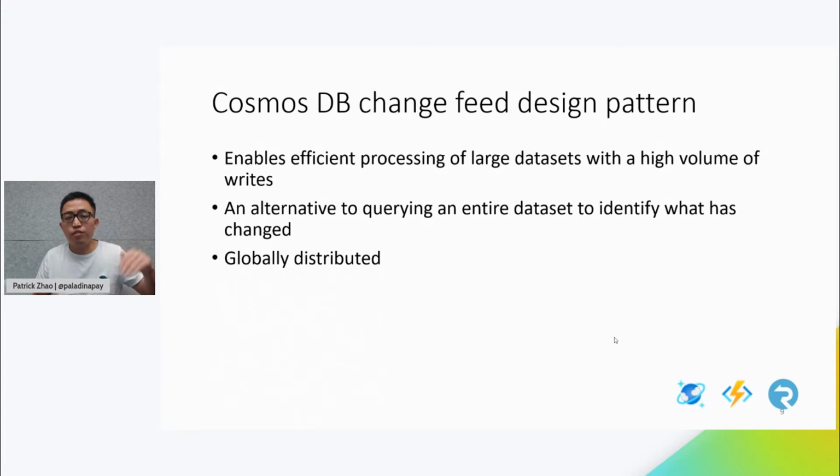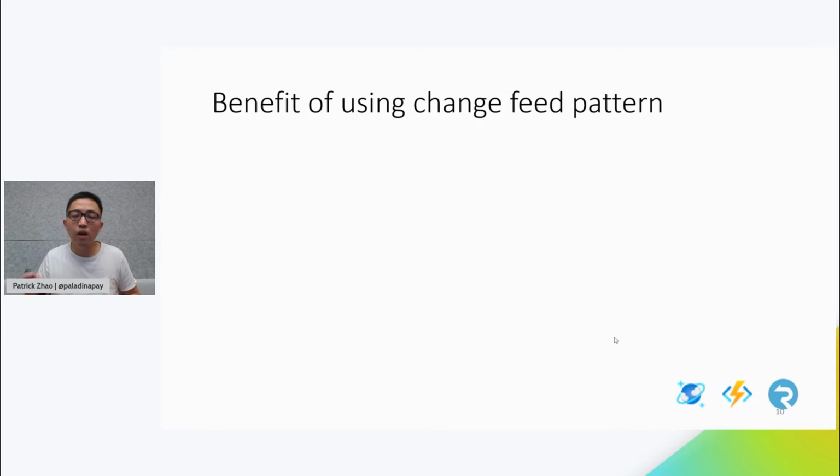And Cosmos DB is globally distributed, so the change feed is also globally distributed. As an outcome, we can deploy our subsequent applications, either an API call or another data processing process or a data warehousing task, as close to our consumer applications or clients as possible. The key benefits of the change feed pattern include the following.